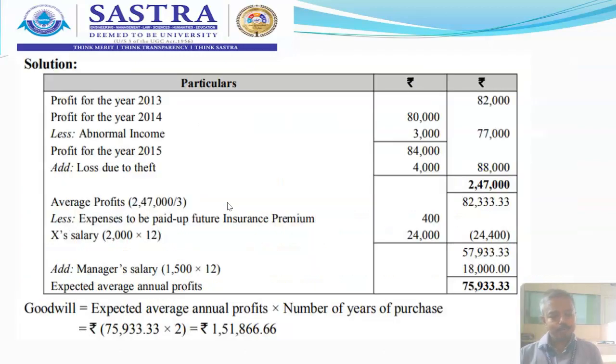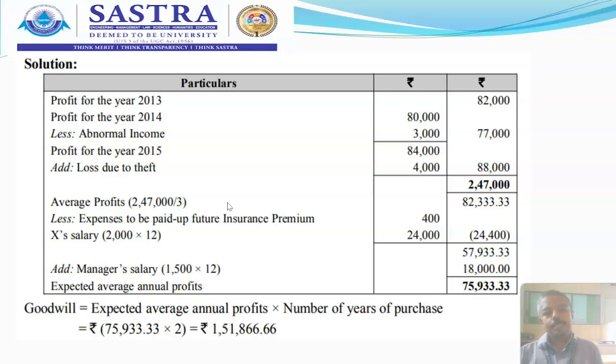Yes, I hope you are able to see the solution part now. So have three columns: particulars, rupees and rupees. Then start with the profit for year 1, year 2 and year 3. Wherever the adjustment is there, write it in the inner column. If there are no adjustments, put it in the outer column.